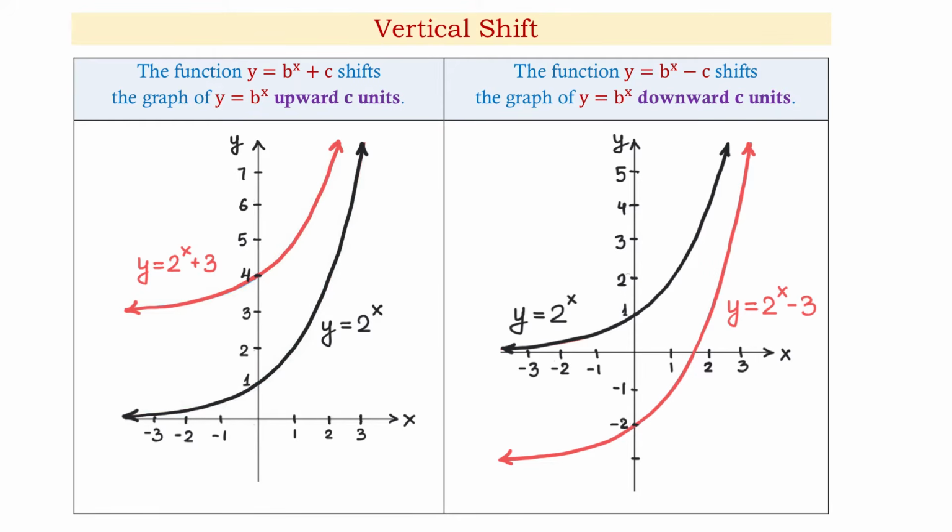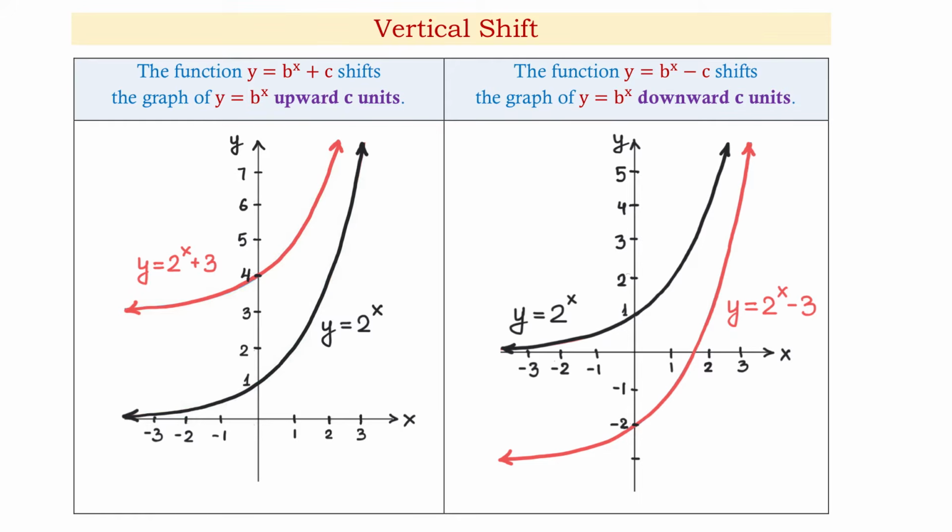In this figure, the black graph represents the function y equals 2 to the x power. This function has the form y equals b to the x power. This graph intersects the y-axis at 1 because 2 to the 0 power equals 1. The vertical shift tells us that if we add a positive constant c to b to the x power, then the whole graph will be shifted up c units.